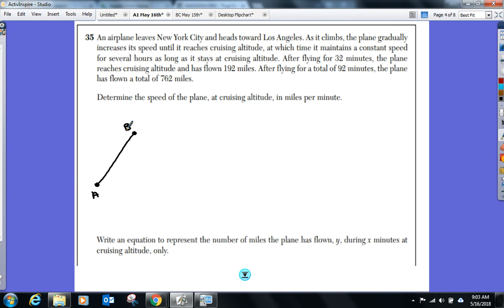What type of line should I be drawing in now for the cruising altitude? Horizontal, thank you. Straight, you kids. They're all straight. And then it stays at the cruising altitude for so many minutes, we'll get to that in a second. Determine the speed of the plane at the cruising altitude in miles per minute. All right, we can do this. So it ends, here you go, it's point C. Rises, cruising altitude, here we go.